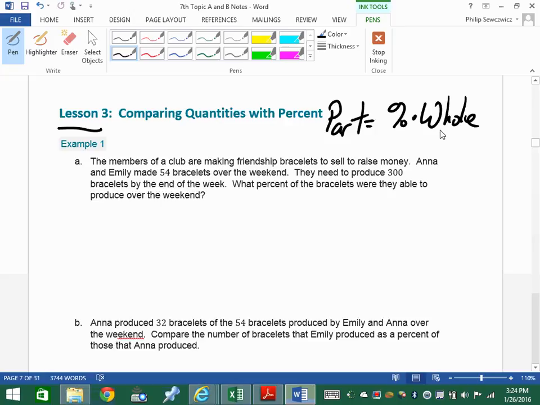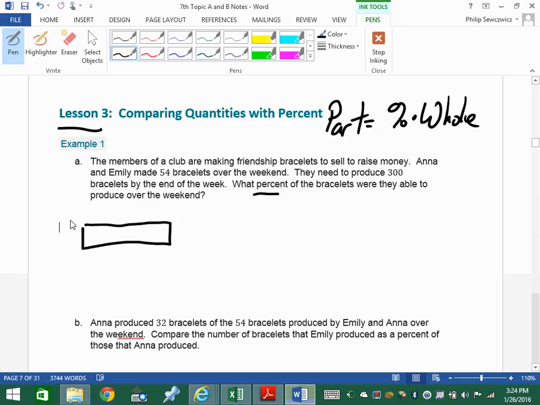We still need to figure that out, but we can set up an equation rather than setting up our proportion and then solving the equation that's out of it. So we can still use the visual to help us set up particular items. So for example here, we got the members of a club. They're making friendship bracelets to sell to raise money. Ann and Emily made 54 bracelets over the weekend. They need to produce 300 bracelets by the end of the week. What percent of the bracelets were they able to produce?